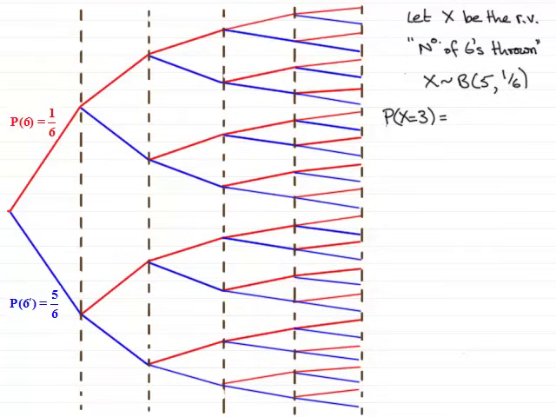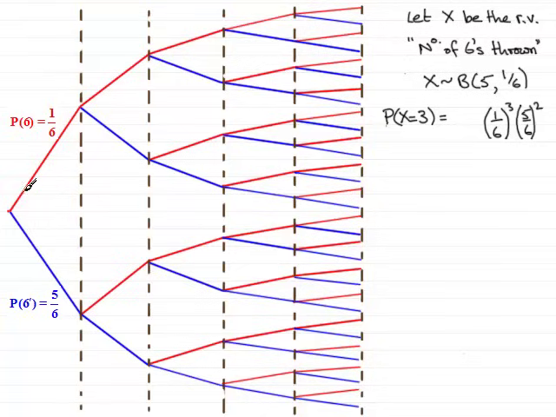So, if we were given this question, the probability x equals 3, what I would know then is that in any branch or path, if you like, through the tree diagram, there would always be 3 successes. That would be 1/6 to the power 3. And because there's 5 trials, there must be 2 failures. So we've got a probability of 5/6 for a failure, and that would be occurring twice over. So we've got 5/6 squared.